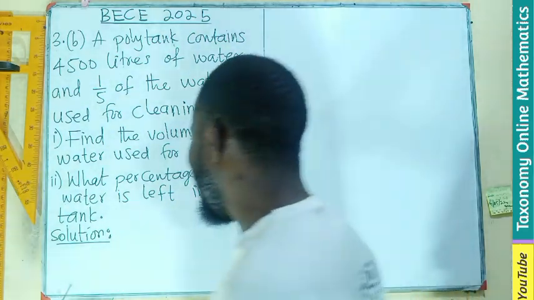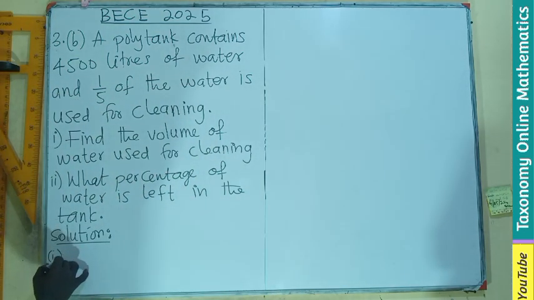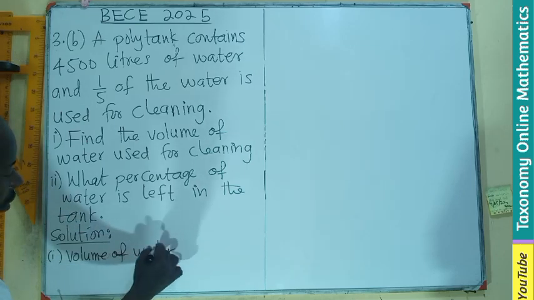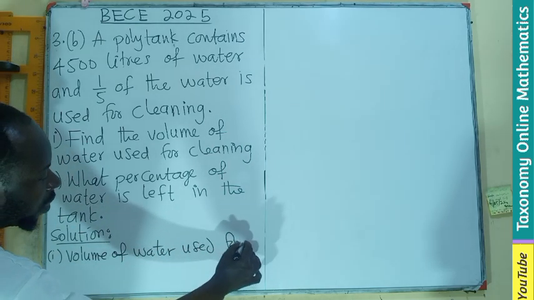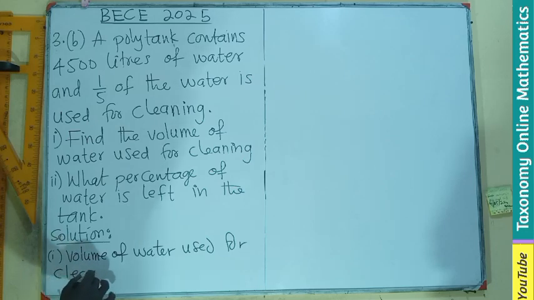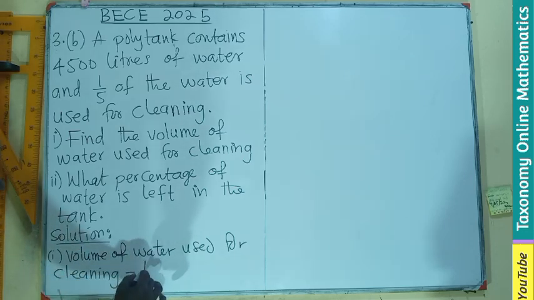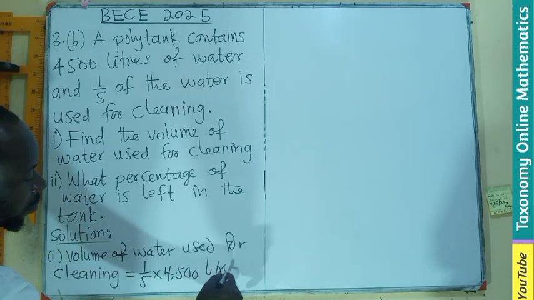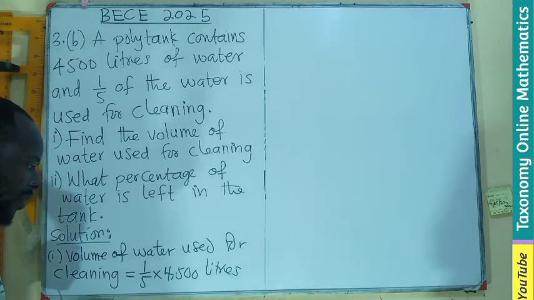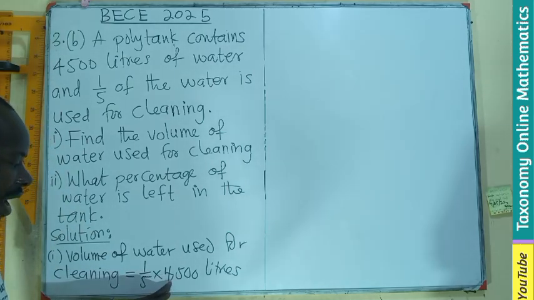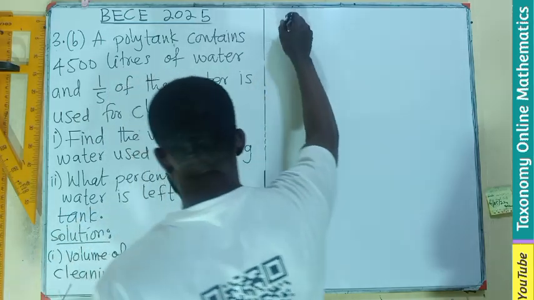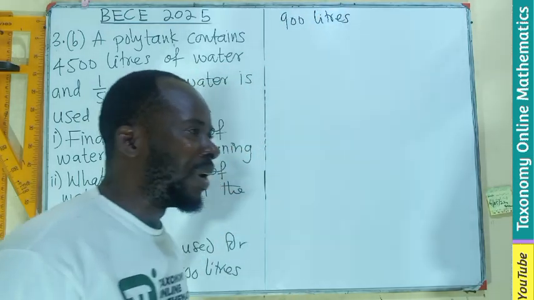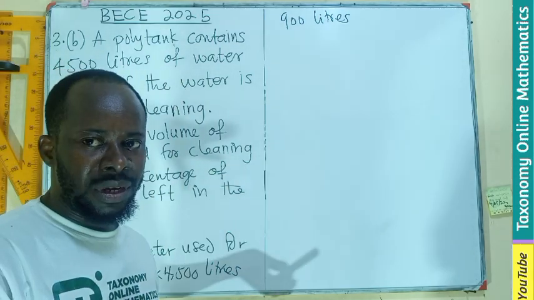So if I'm doing that, I can say that for the first part, the volume of water used for cleaning is going to be 1/5 of the total liters of water. In this case, 5 can go into 45, 9. That will give us 900 liters, which means 900 liters of water is being used in doing that.